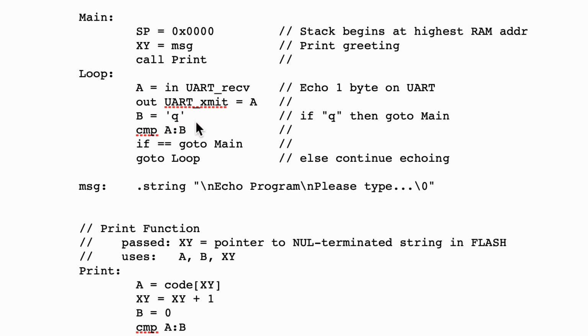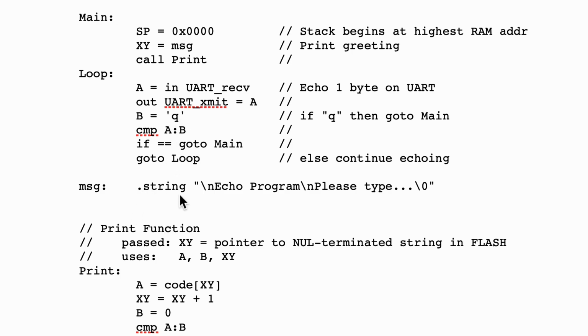Next, we see a move immediate instruction. So we're moving the ASCII code for the Q character into B, and we're then comparing the values in A and B. And if they are equal, we go to main and print the message again. And otherwise, we have an unconditional branch instruction, and we go back to loop. So we just keep echoing characters until the user types a Q.